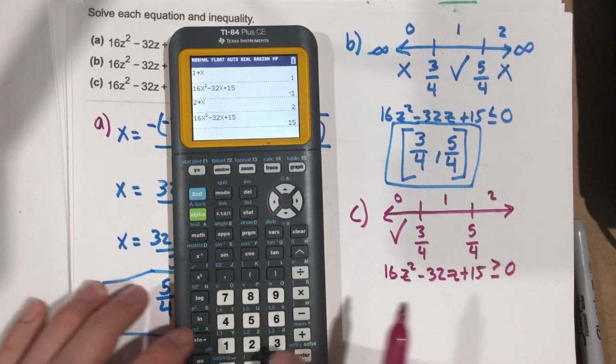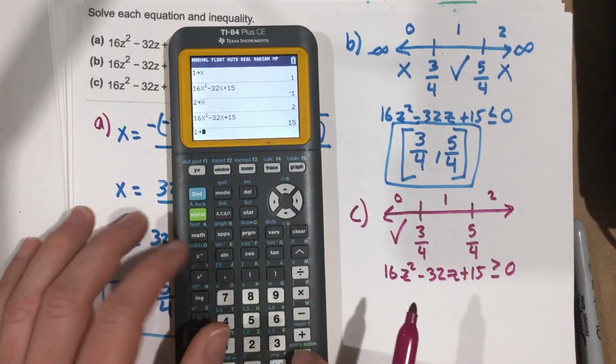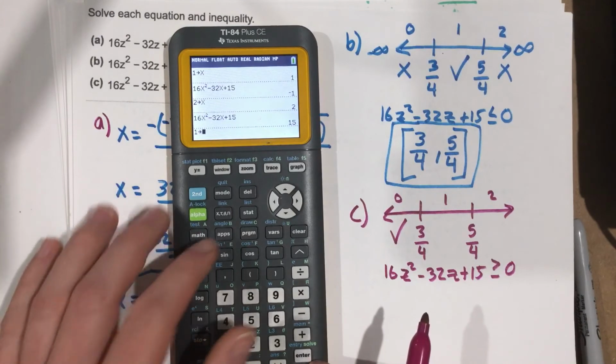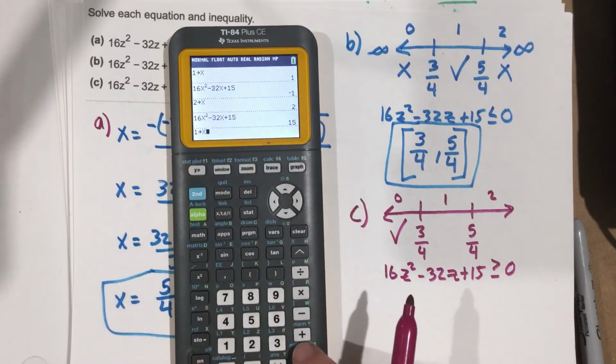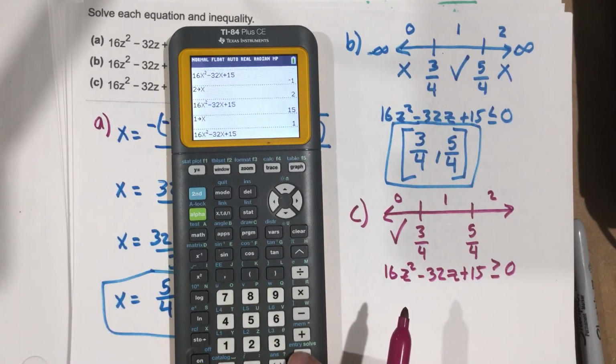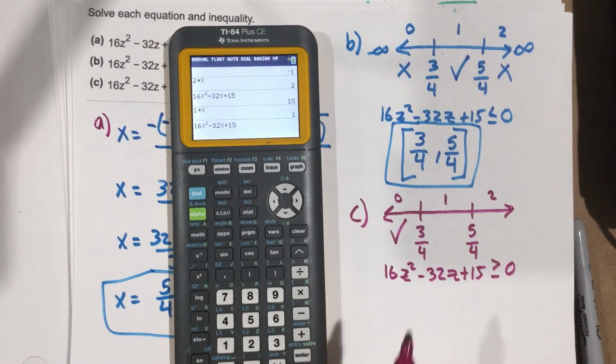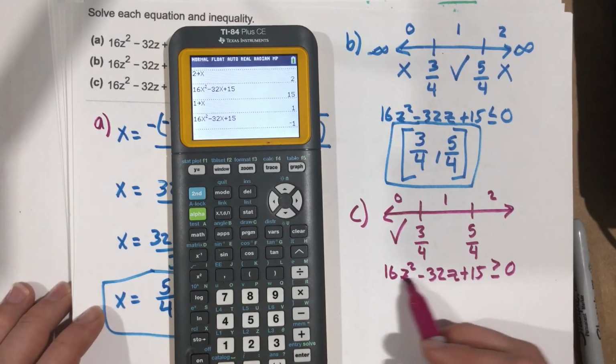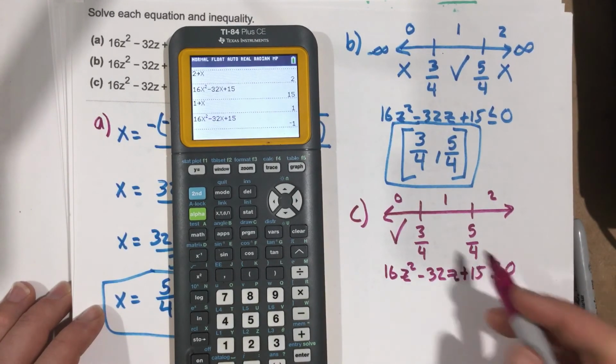When we plug in 1, though, let's go 1, store it as x again. Now, we already have those answers up there. I know that. It's sitting up there, but we might as well just practice doing this. Pull back in the 16x squared minus 32x plus 15. Hit enter. -1 is what I get when I evaluate it with a 1 plugged in. -1 greater than 0? Nope.